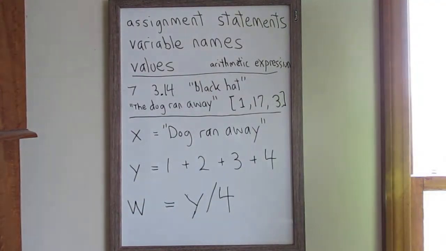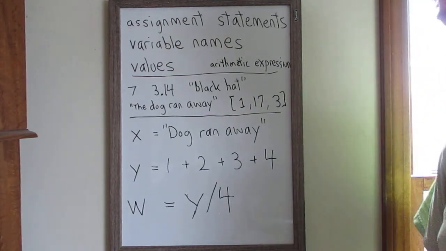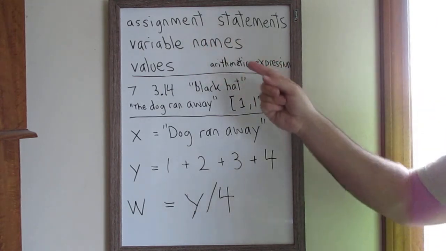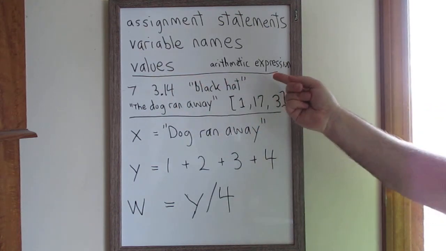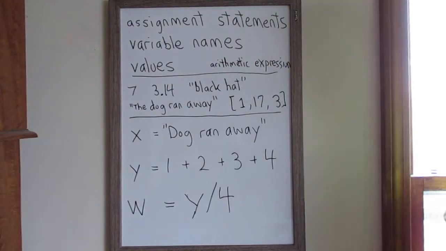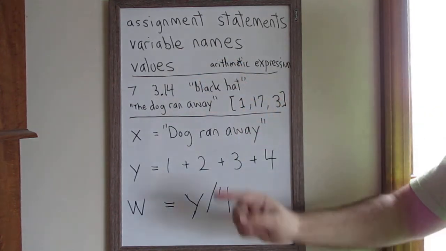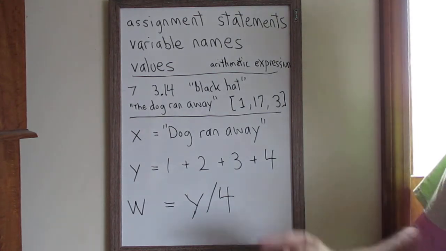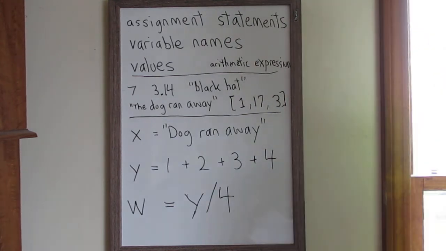Hello. So today, for introductory computer programming, we're going to cover a second time the introductory subject of assignment statements, variable names, and values, as well as arithmetic expressions. Variable names are how you keep track of what we call values. Variable names allow you to hold on to values so you can use them later on in a computer program.